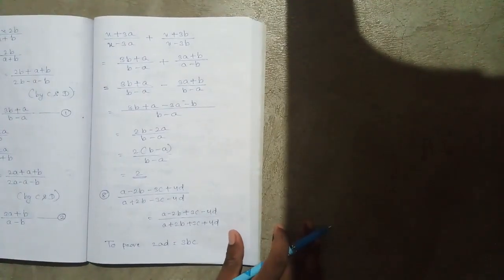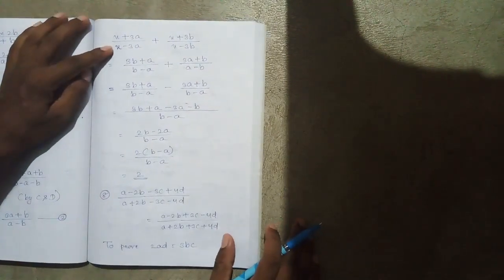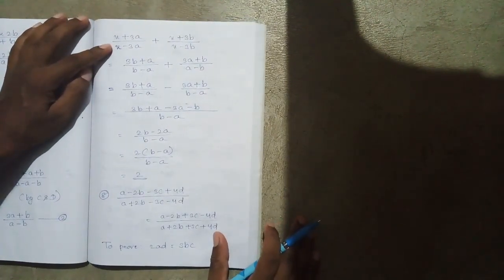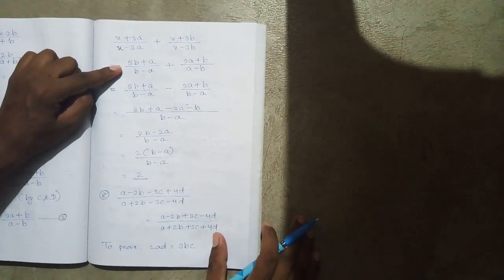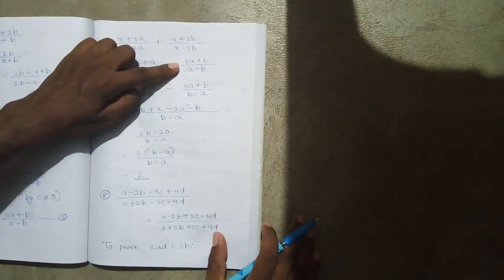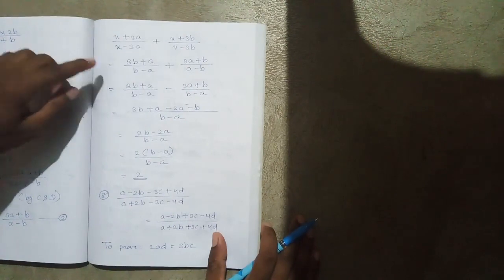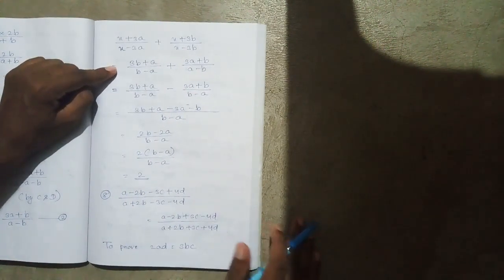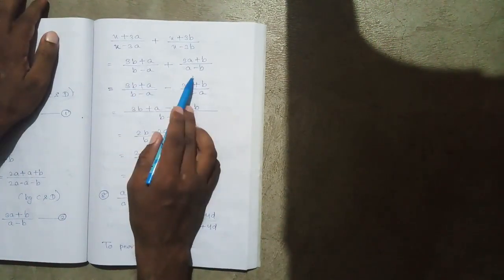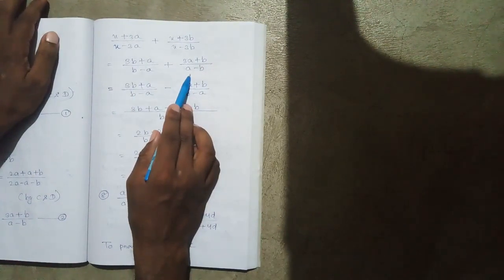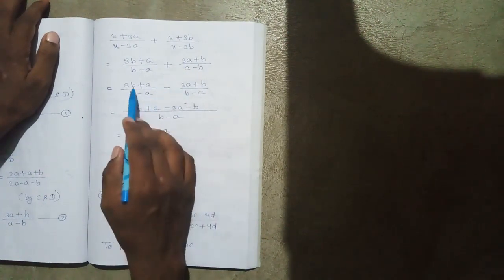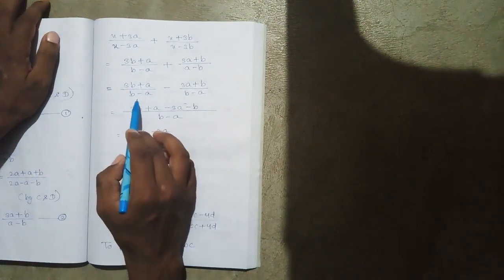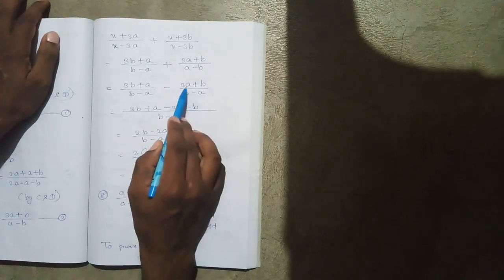Add the two equations. X plus 3a by x minus 3a plus x plus 3b by x minus 3b, which is the question. Okay, is equal to, from equation 1 we get 3b plus a by b minus a. From equation 2 we get 3a plus b by a minus b. Now you can see in the denominators we have b minus a and a minus b. They are different. Okay, so let us take minus common. This plus will become minus. So this will become 3b plus a whole by b minus a, then minus 3a plus b.